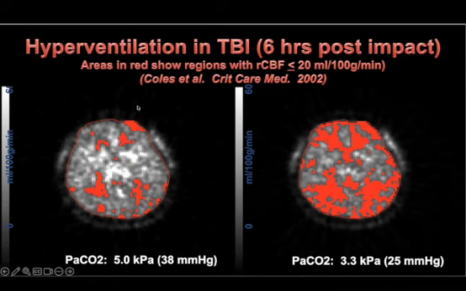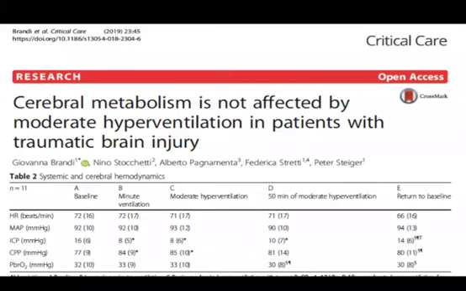This is a physiological study from the group of Cambridge, where from 38 to 22 millimeters of mercury, the area in red, which is the area where the CBF is very low and so at risk of cerebral ischemia, increased a lot. But this is at 25 millimeters of mercury. The guidelines are telling us to use a mild hypocapnia.